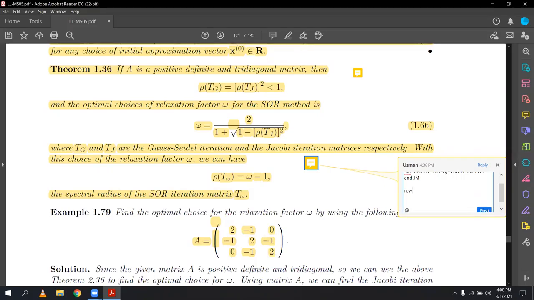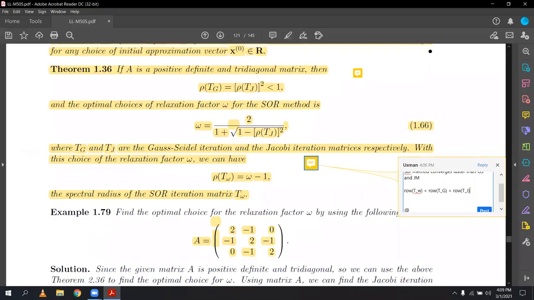Rho of T omega is less than rho of Tg, and this is less than rho of Tj. This is what you have to show first, please.